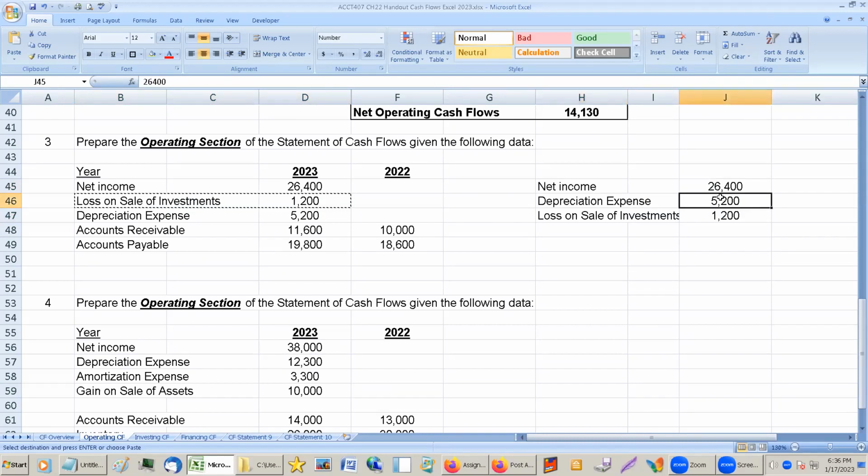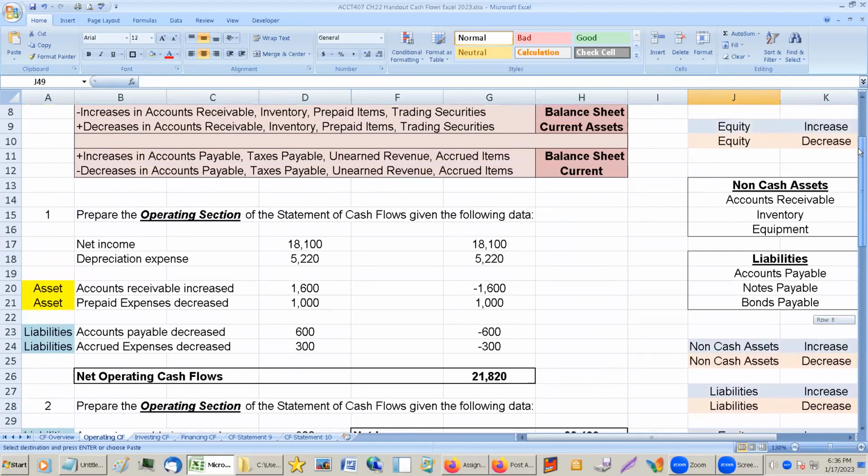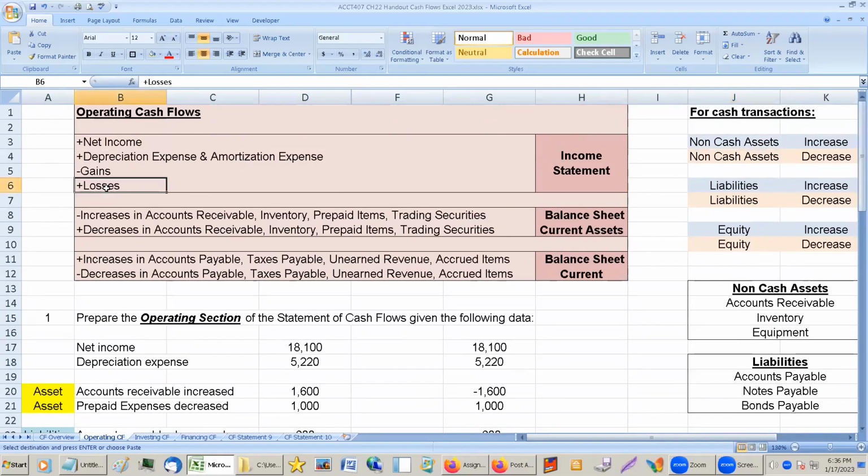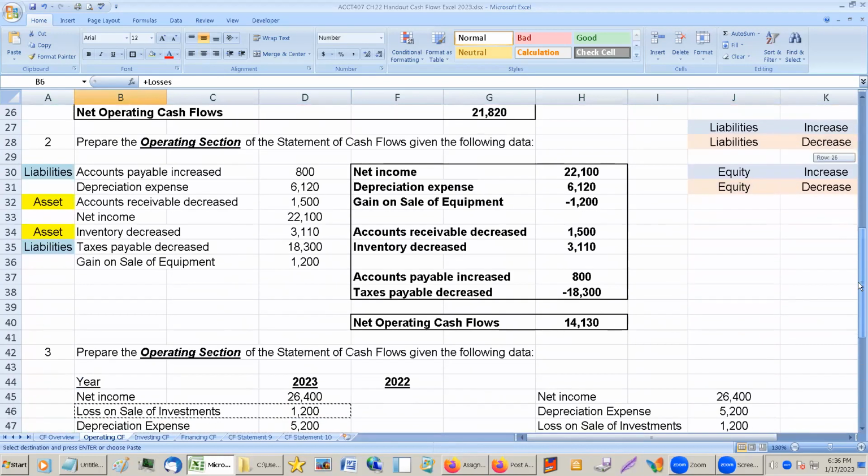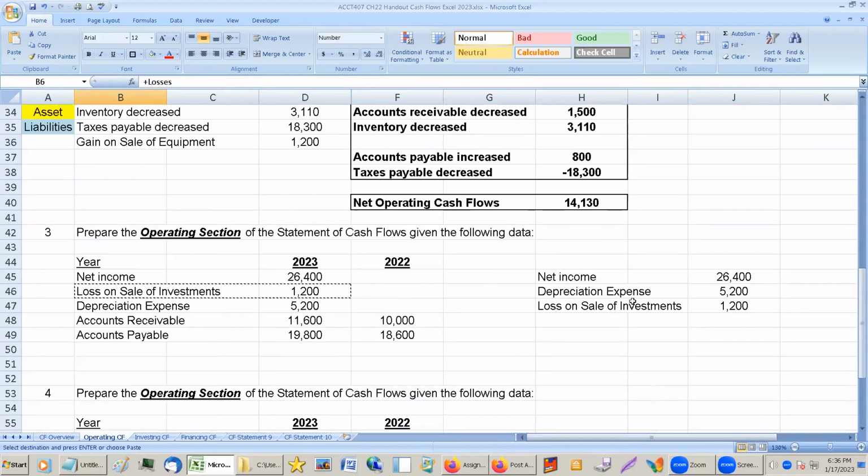Okay, so net income's a plus, depreciation expense a plus, a loss is also a plus. I know that sounds weird, but if you actually go up here, losses get added back in. Why? Because they're going to go to a different section. They're going to go to the investing section. Okay, so this is what we have so far.